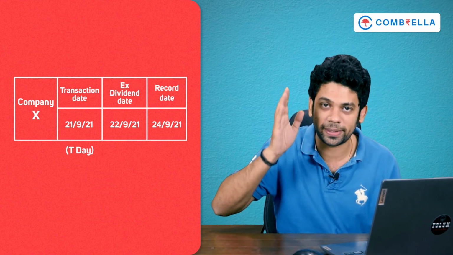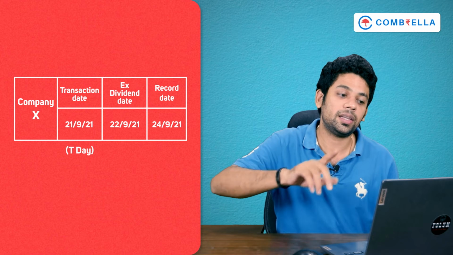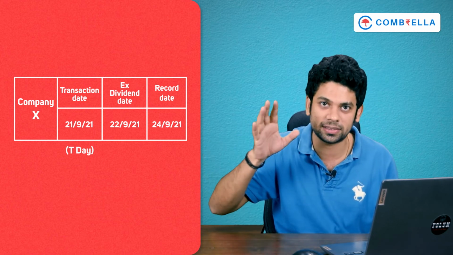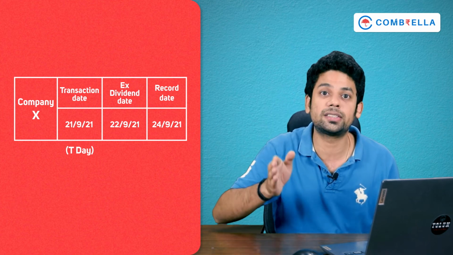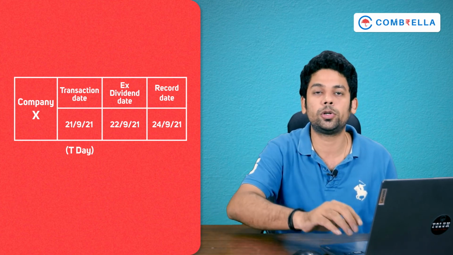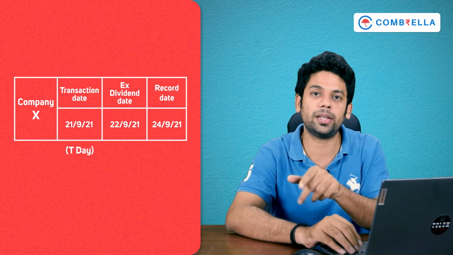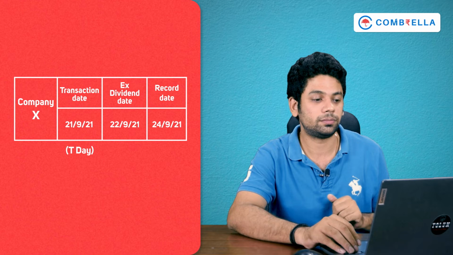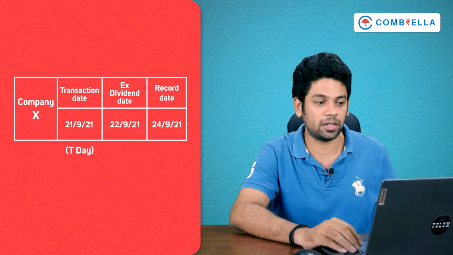Only when you make the purchase on 21st of September, even then in such a situation the T plus 3 will become 24th of September, but still you need to purchase before the ex-dividend date so that you will be eligible to get the dividend, because only then your name will appear in the register of members as on the record date. Okay, so that is the important thing, friends.